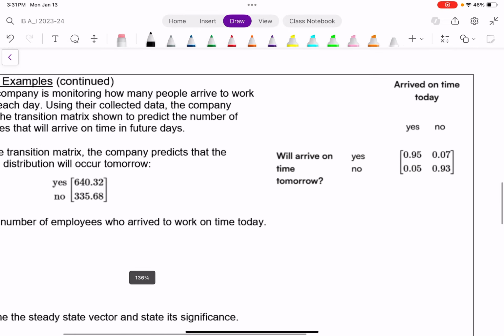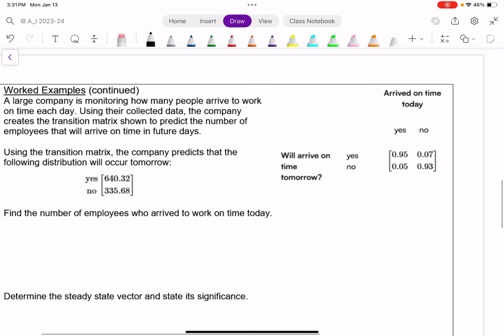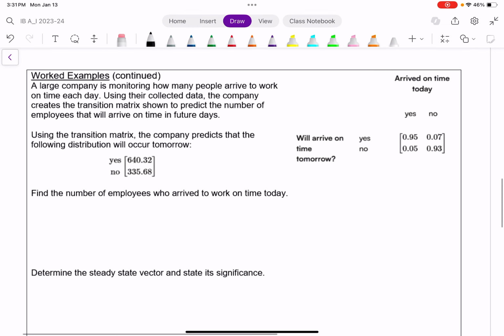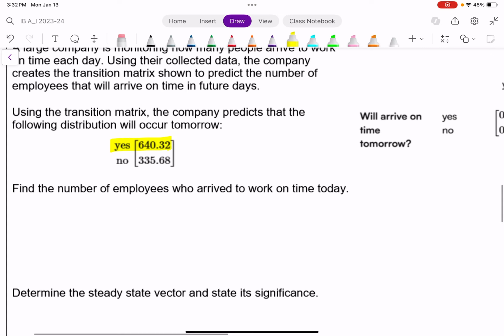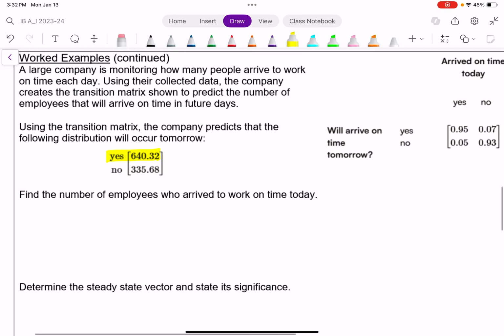All right, so now I have a matrix given to us, a 2x2 transition matrix that's looking at the percent of people who arrive on time today compared to whether they will be late or on time tomorrow. And we have this matrix here. And using this matrix, they predict that tomorrow there'll be 640.32 people on time tomorrow, and 335.68 late tomorrow.